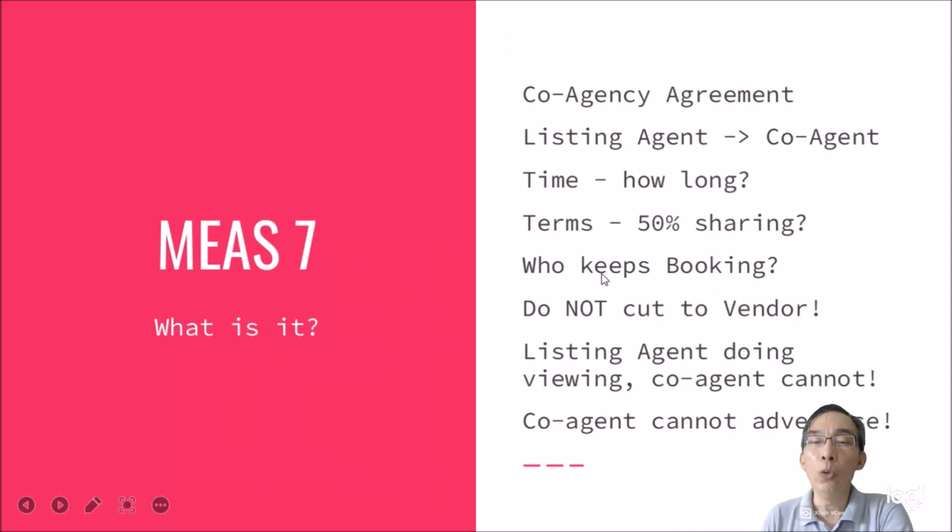Who keeps the booking in the latest MEAS 2020? Both sides can keep the booking fee. That means the purchaser can pay the booking fee to the agency, that is the co-agent, and it is kept by the co-agent. On the other hand, the earlier standard actually says the listing agent is to collect the deposit or the booking. So the deposit should be kept by the listing agent.